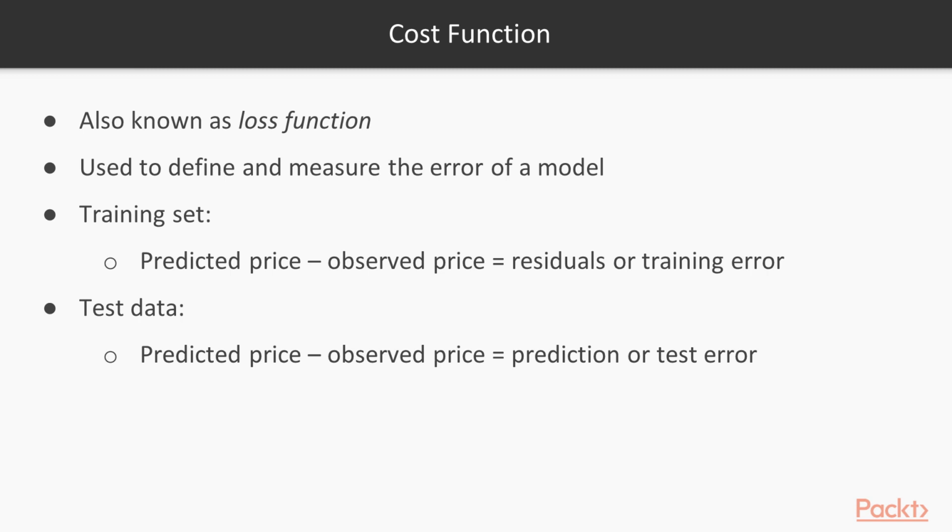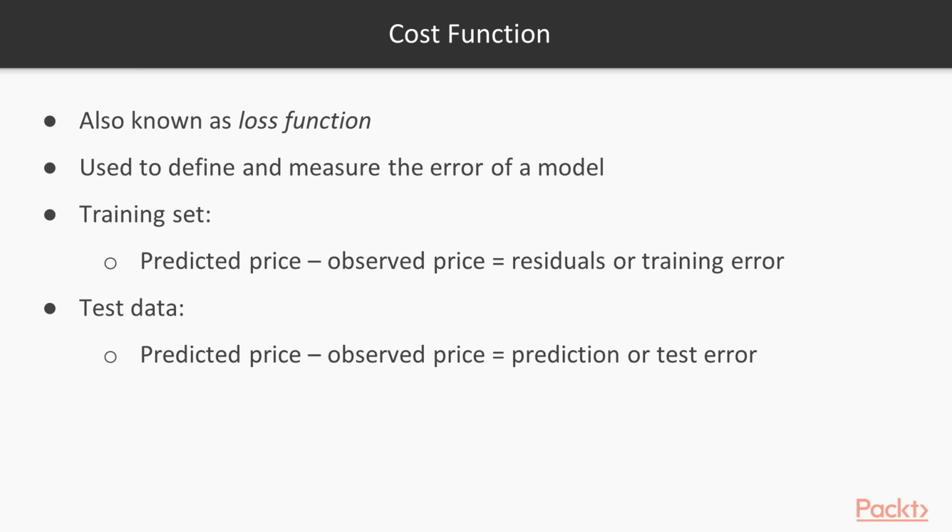The differences between the prices predicted by the model and the observed prices of the pizzas in the training set are called residuals or training errors. Later, we'll evaluate the model on a separate set of test data. The differences between the predicted and observed values in the test data are called prediction errors or test errors.